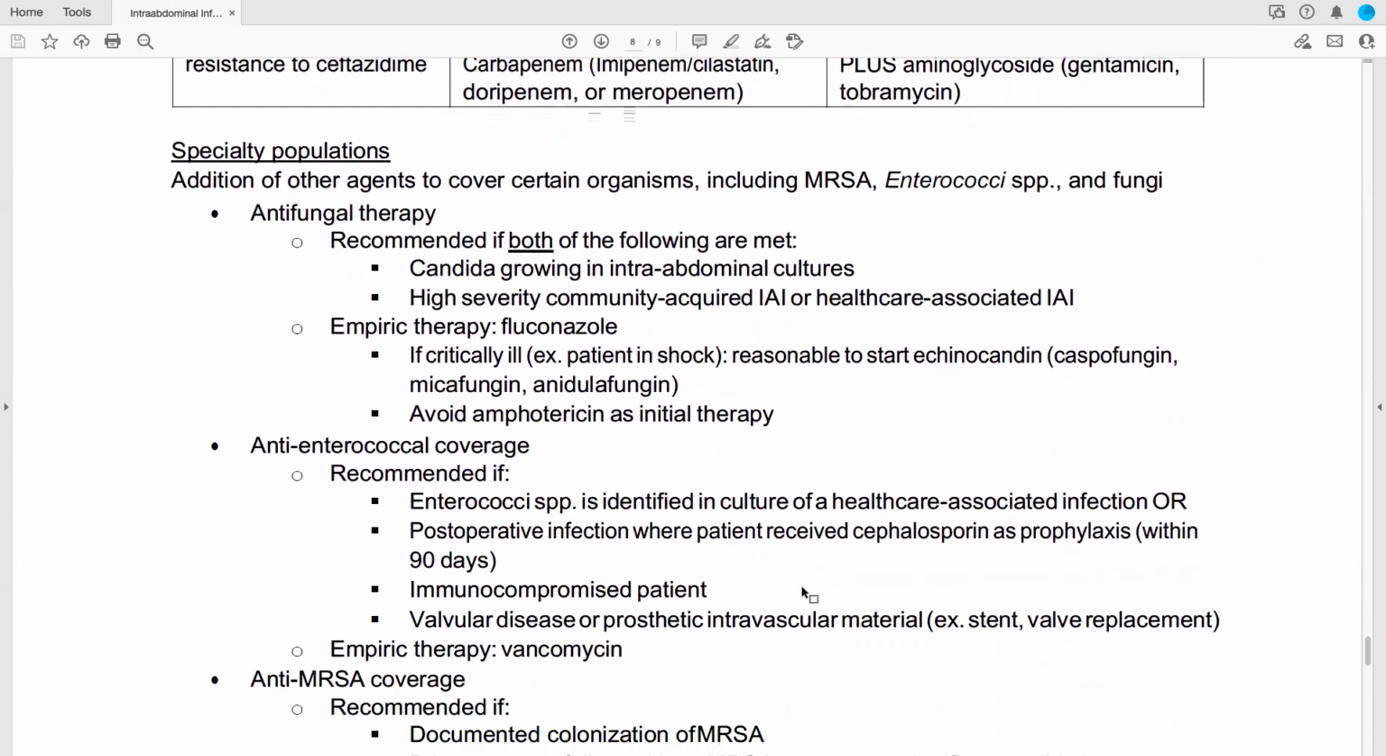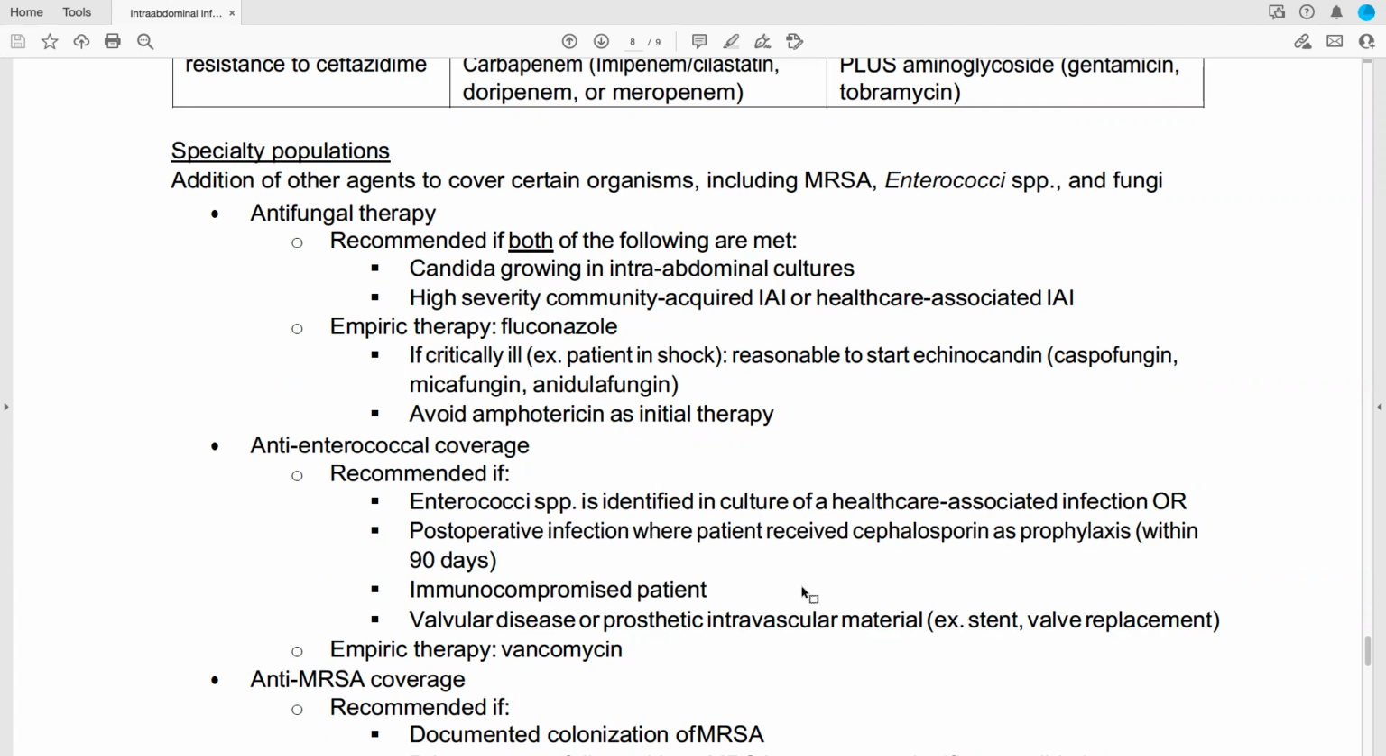So just special populations and things for you all to think about as you're navigating through therapy. For antifungal therapy, as I previously stated, you can sometimes find Candida or different fungal species that grow right there in those types of intra-abdominal infections. So you are going to tackle antifungal therapy if both criteria here are met, meaning that you see Candida growing in the cultures and it's a high severity infection. So if it's a high severity community acquired infection, or if it's healthcare associated, then you will tack Candida on.